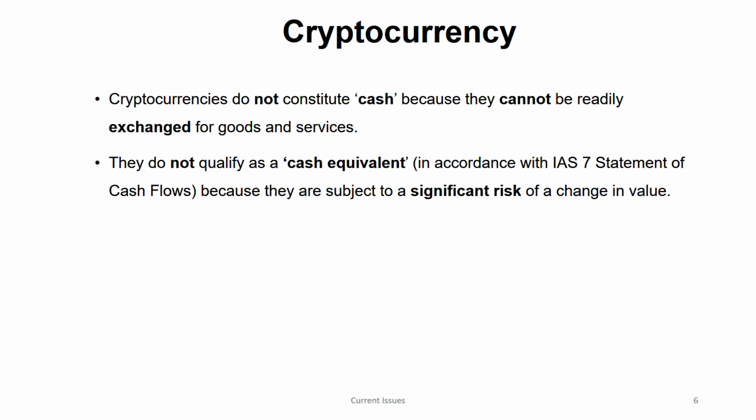Second, it does not qualify as a cash equivalent either, according to IAS 7. Before you say that it does not qualify as a cash equivalent, you should know the definition of cash equivalent, from IAS 7. So it cannot be a cash equivalent. Why? Because cryptocurrency, what did we say in the features? Extremely volatile. That means it is subject to a significant risk of change in value. The value will change, and when the value changes, the risk is very significant. If it was not significant, then yes, we could say it's a cash equivalent. But in this case, no.